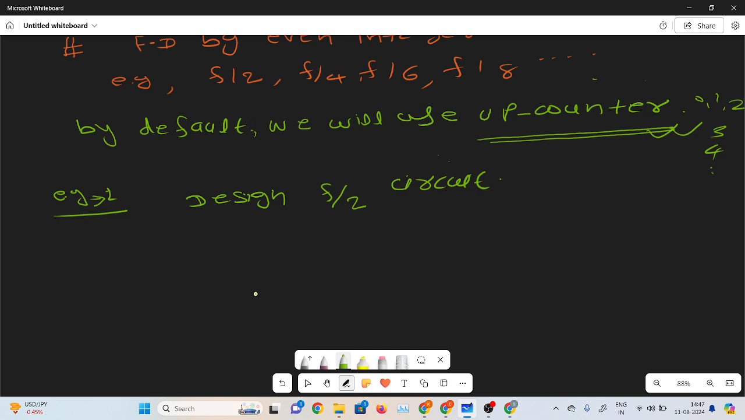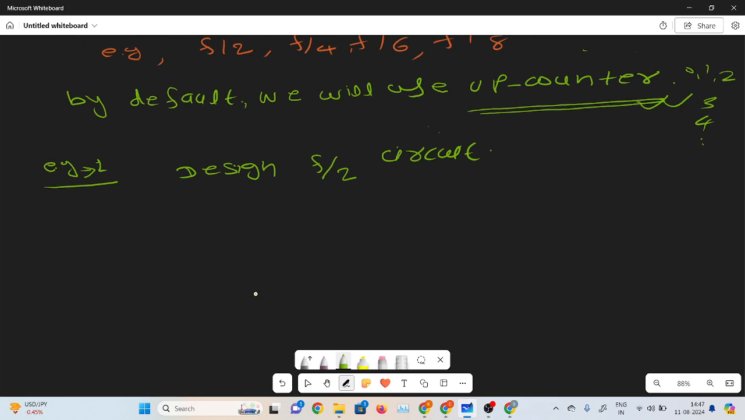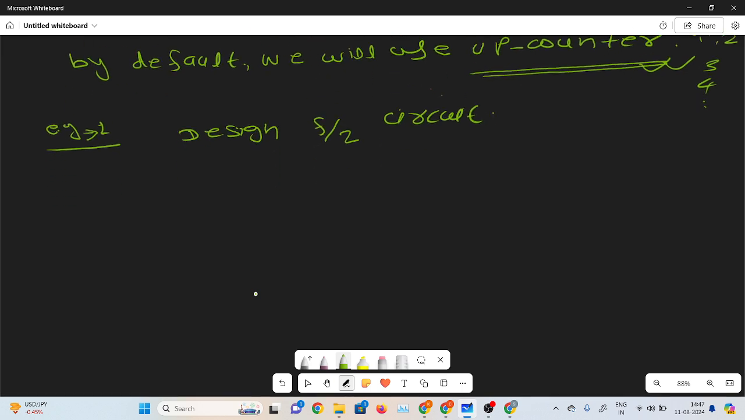So the first example is to design the f by 2 circuit. This is the motive. How will we design this circuit? I already discussed the mode value in the previous part. f by 2 means the mode value is 2, so here I will use the mode 2 counter. I am not going into the designing of the mode 2 counter; you can design it using flip-flops. I will discuss that in a later video.